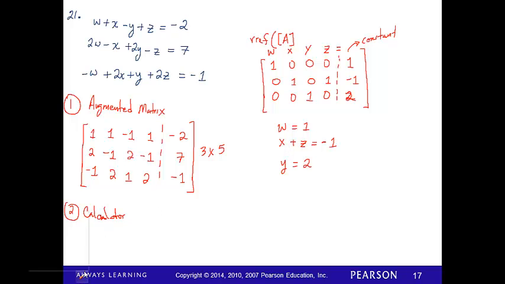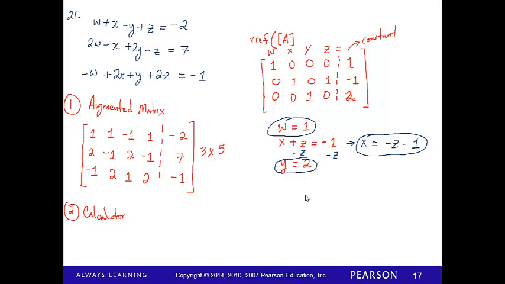So let me change the color of my pen. So I can solve this second equation for X by subtracting Z on both sides, right? So in reality, this will become X is equal to negative Z minus 1. So we know W equals 1, X is equal to negative Z minus 1, and Y is equal to 2. But the only problem is we don't have a row telling us anything about Z.